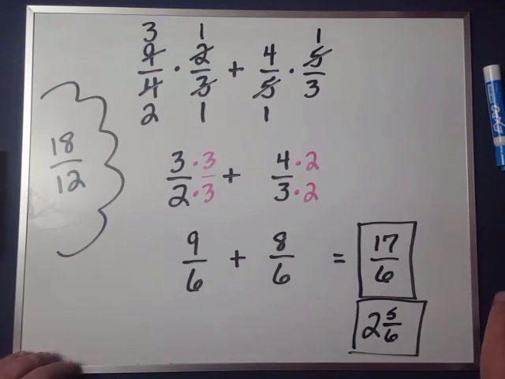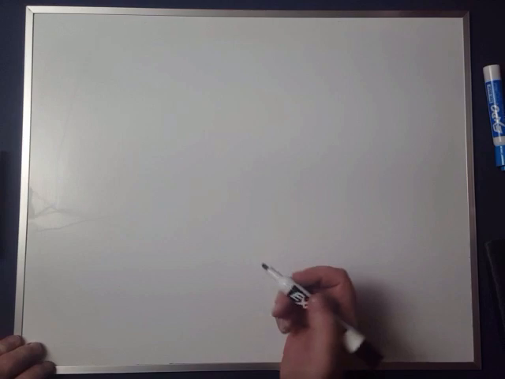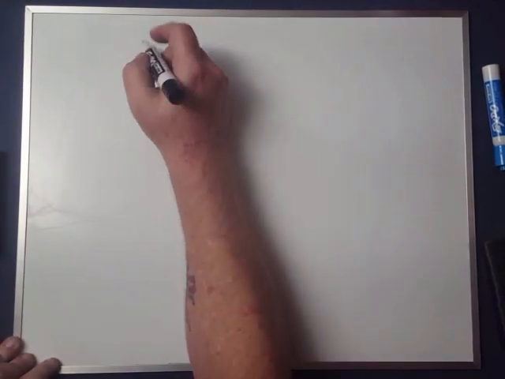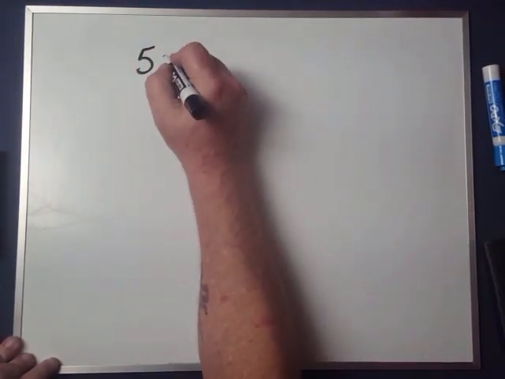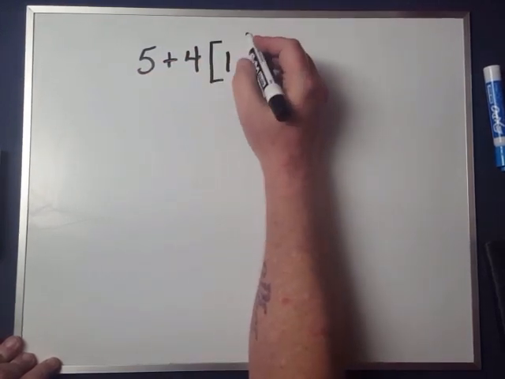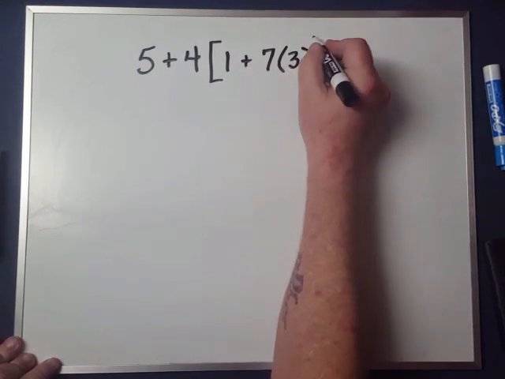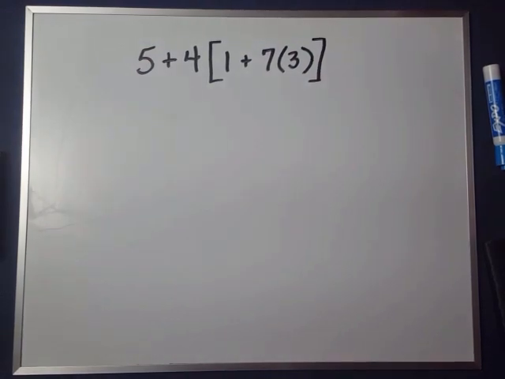Let's look at number 54. In number 54, again, the instructions read, evaluate. Now, the first question I have for you is how many sets of grouping symbols do you see? How many sets of grouping symbols do you see? There's only one.